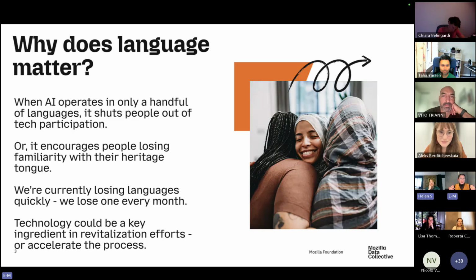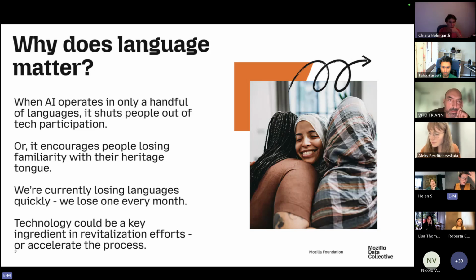So firstly, just to step back for a moment, why does language matter as a vector of diversity? I think there's two things I want to pull out. The first one is that when AI and technology is operational in just a handful of languages, it does shut people out of tech participation. But the next thing is that there's also a really vicious cycle that we enter, where because technologies are only available in a few languages, people use their mother tongues less and less. So you have intergenerationally just this loss of language, which is also a loss of heritage. So we see that really, really clearly.